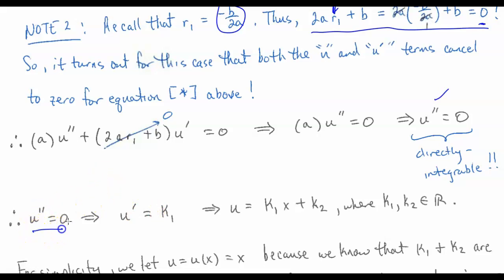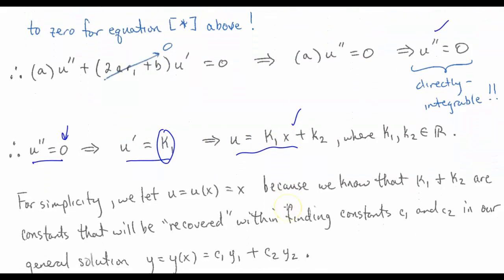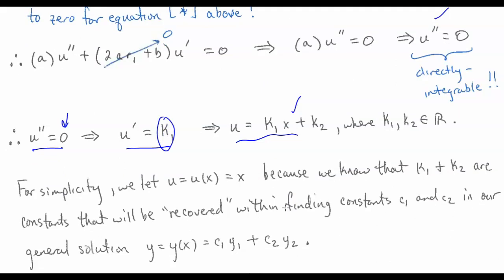So here, if I take the antiderivative of the second derivative, I get the first derivative. And since the second derivative was 0, that means the first derivative has to be a constant. And of course, if we do it one more time, the antiderivative of a constant function is a linear one.